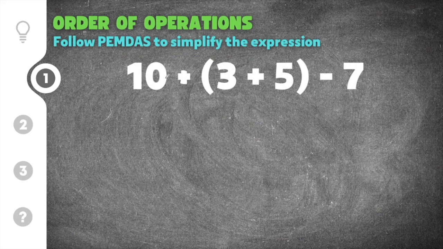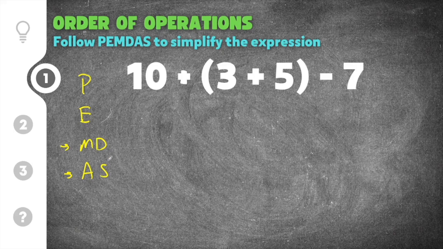This problem gives us 10 plus the quantity 3 plus 5 minus 7. Now we know to do order of operations, you have to follow PEMDAS. And you will notice that I wrote multiplication and division together and addition and subtraction together because they actually are the same step. You just have to perform whatever operation is on the left first for multiplication or division and then addition or subtraction.